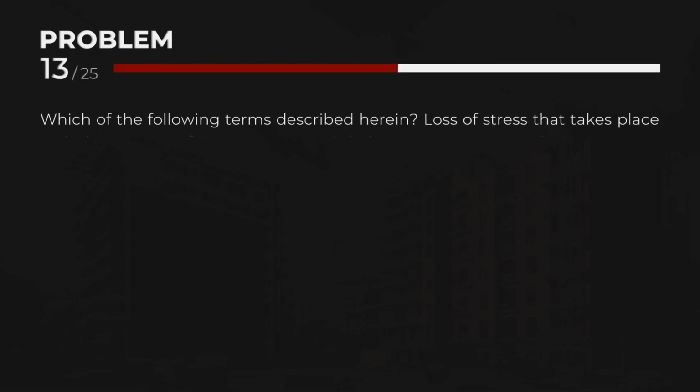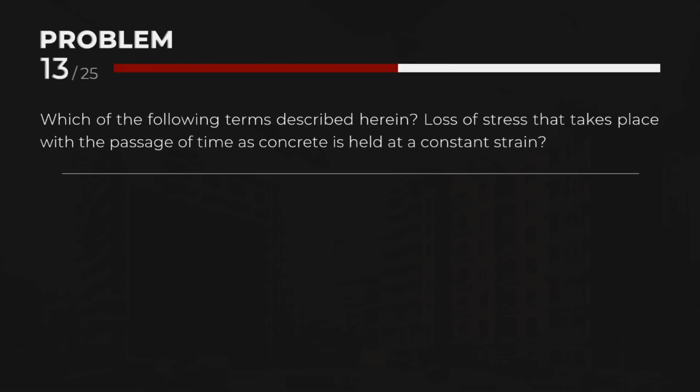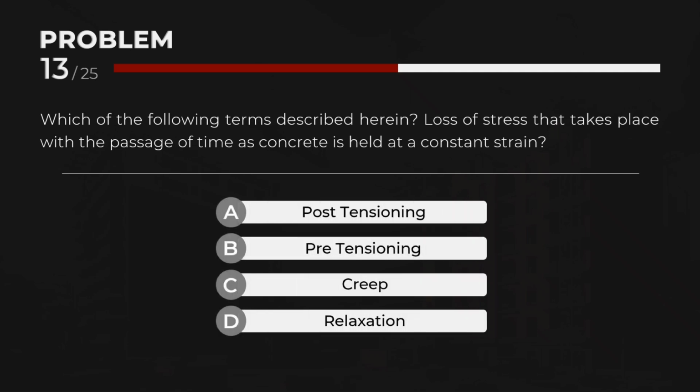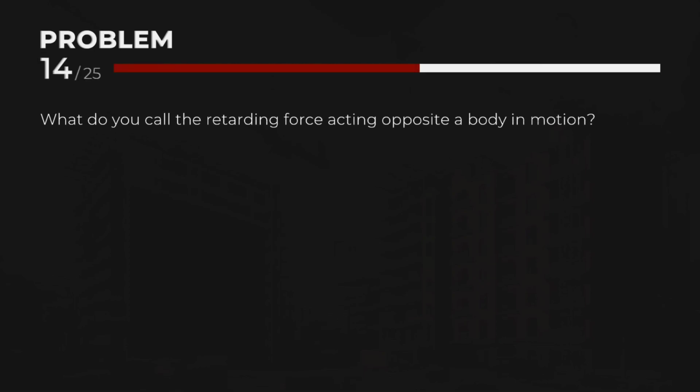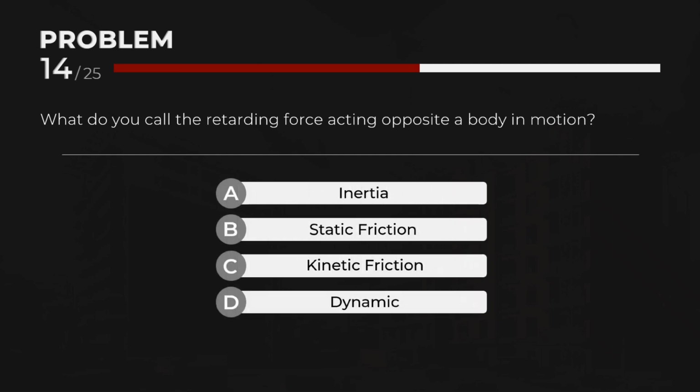Which of the following terms is described herein? Loss of stress that takes place with the passage of time as concrete is held at a constant strain. D. Relaxation. What do you call the retarding force acting opposite a body in motion? C. Kinetic friction.